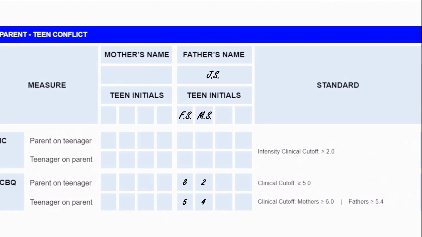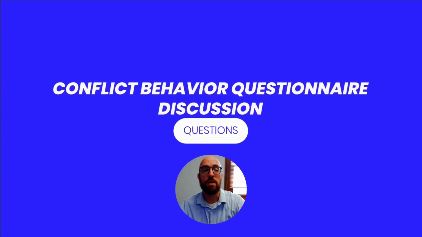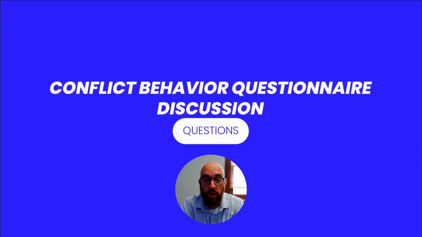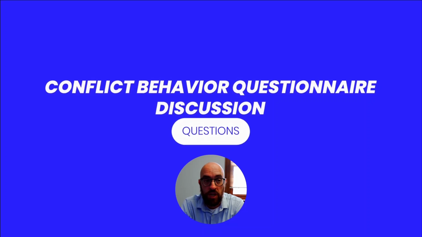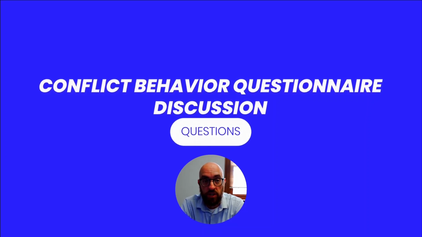In discussing the conflict behavior questionnaire, it might be good to look at the discrepancies between the adolescent and parent items. And again, you don't want to show the answers of the parents to the adolescent or vice versa.